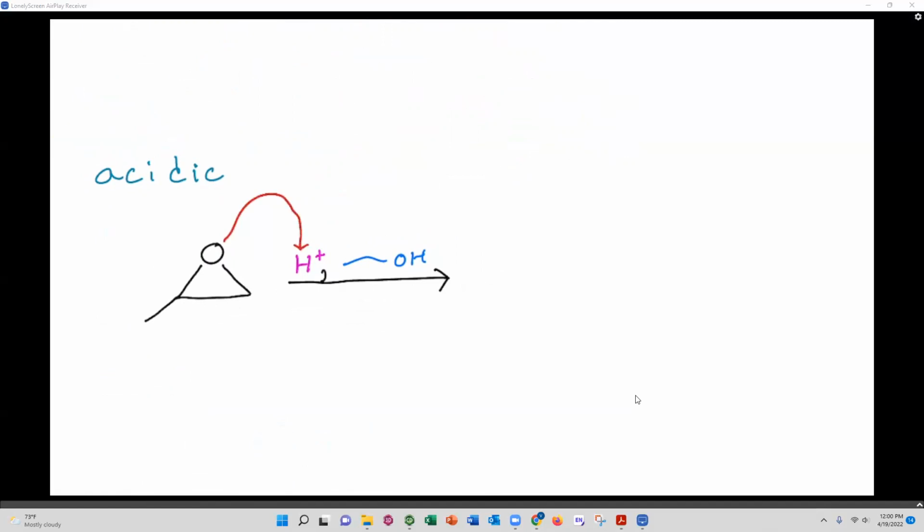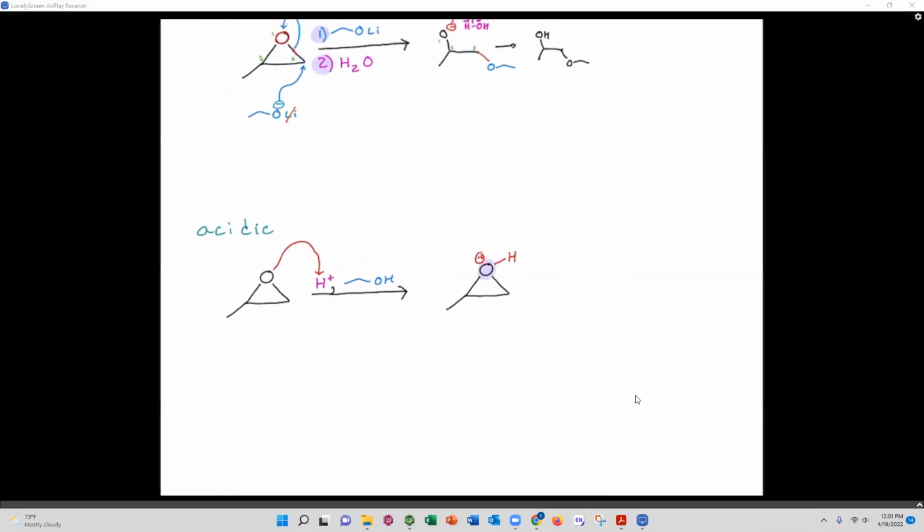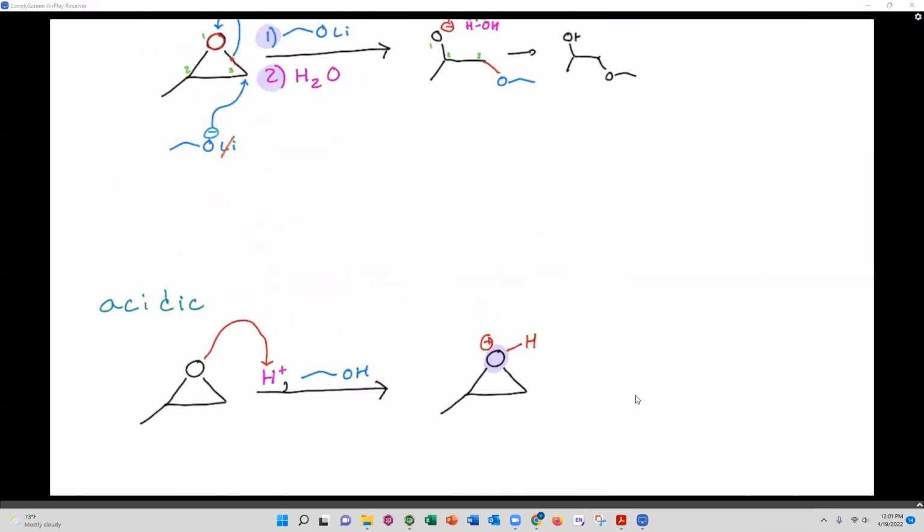And so now what I have is this protonated epoxide, which will give me a good leaving group. So again, the leaving group in any epoxide reaction is going to be the oxygen atom. Before, up here, the leaving group was my oxygen atom, and now down here, my leaving group is going to be my oxygen atom. Now, something that we see under acidic conditions is a transition state species that looks something like this.